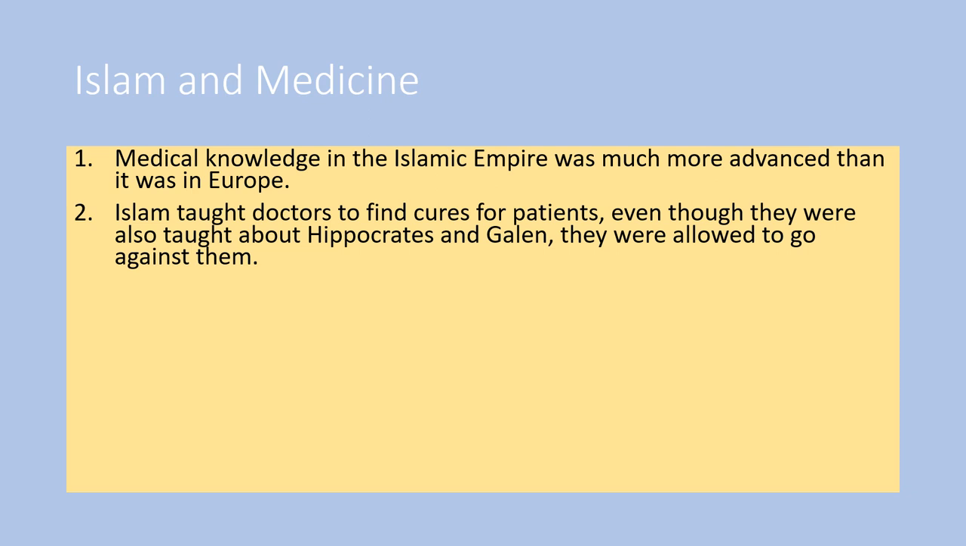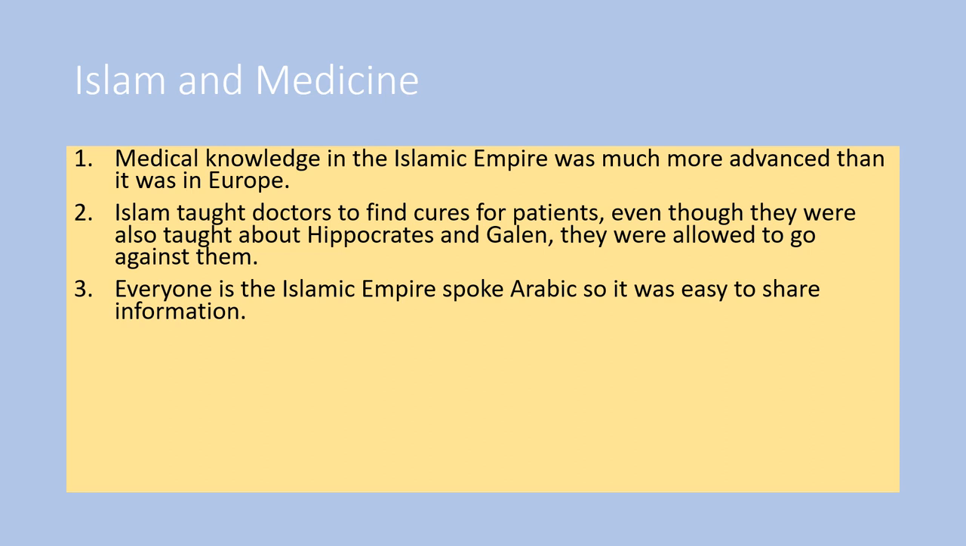One of the reasons why knowledge in the Islamic Empire was able to develop so easily is because everybody in the Islamic Empire spoke Arabic. So it didn't matter if you were writing in Mesopotamia, which is modern day Iraq, or in Cordoba in Spain, all of you spoke the same language. And because of that, it was so easy to share information. Think about how different that would be in Europe. The main centralized language in Europe would have been Latin, but even then, only religious people were educated in Latin.